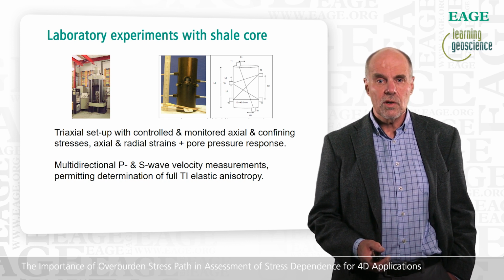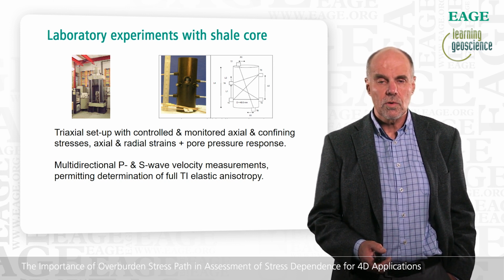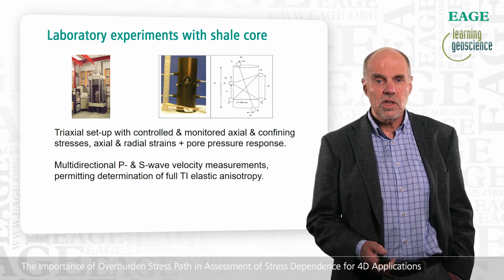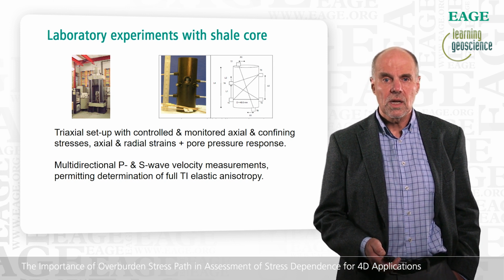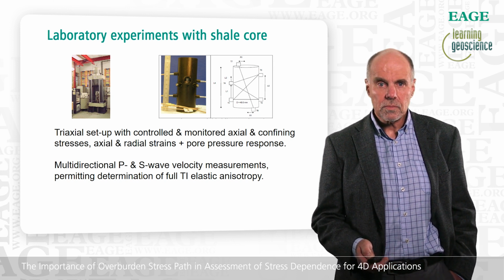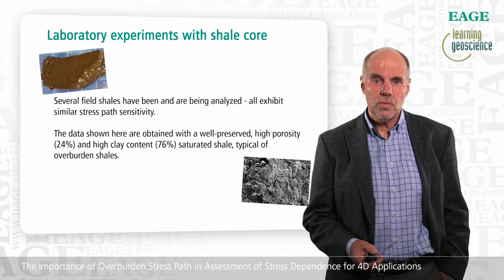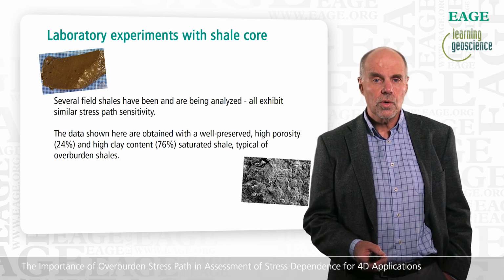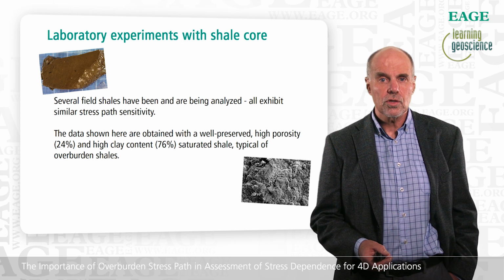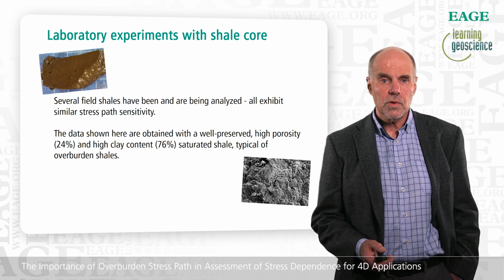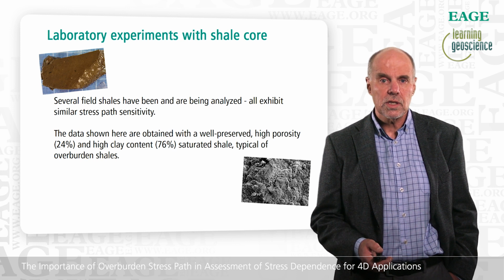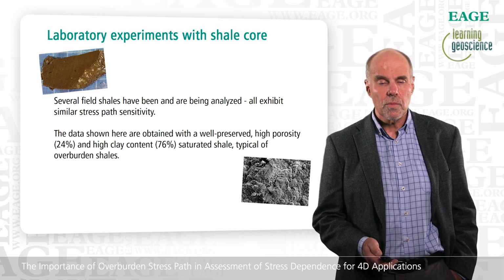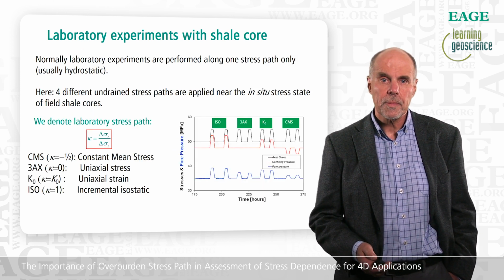Multidirectional P and S wave velocity measurements were performed with ultrasonic frequencies around 1 megahertz or lower, permitting determination of the full transversely isotropic elastic anisotropy. The materials used were different kinds of shales, mostly field shales, and I will show you data here for one of them, which is a well-preserved high porosity, 25% porosity, and high clay content, 76%, presumably fully saturated shale, which is typical of overburden shales from our part of the world.